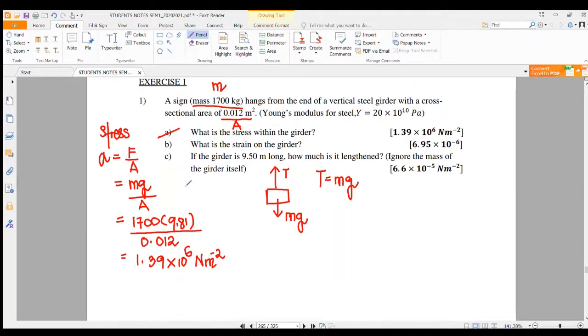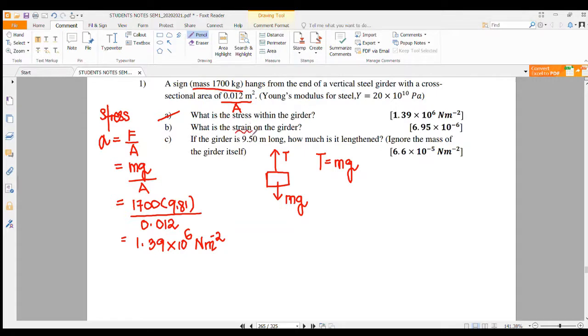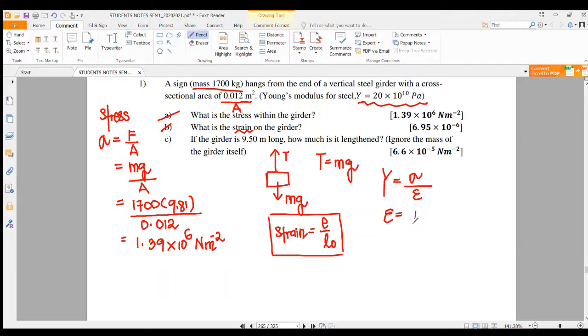Okay, next we go to question 1B, where we want to find the strain of the girder. For the strain, we can try to use the equation where strain equals elongation over original length. But the problem is we don't have the elongation, and we don't have the original length. So we cannot use this equation to find the strain. We must use the other equation, where the Young modulus equals the stress over strain. So the strain is the stress over Young modulus, where the stress we just got is 1.39 times 10 to the power of 6, and the Young modulus is 20 times 10 to the power of 6.